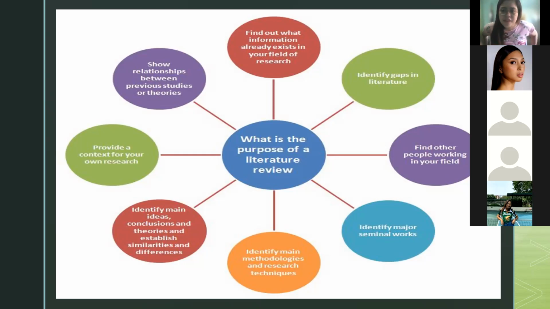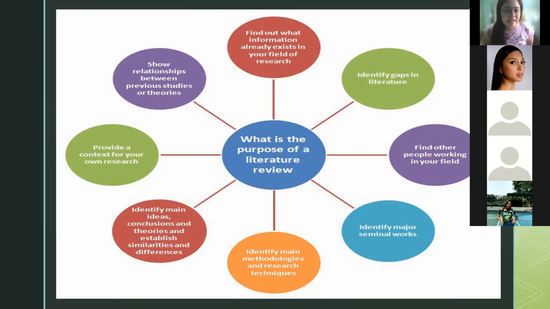And then aside from that, we can find other people working in our field and identify major seminal works if we do a literature review. Another important thing is that through literature review, we can have the methodology or the research technique that we can adapt and follow for our research. How we conduct the experiment, for example. We cannot just do any procedure to conduct a certain experiment. Basically, it comes from the literatures in our books. That's how literature review is important.